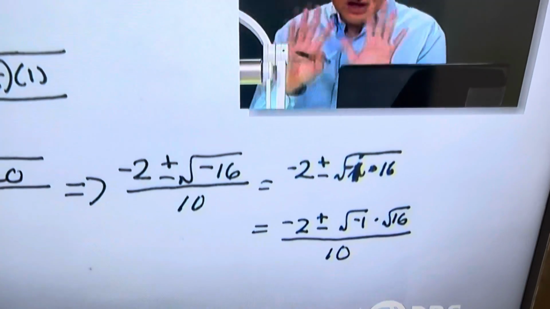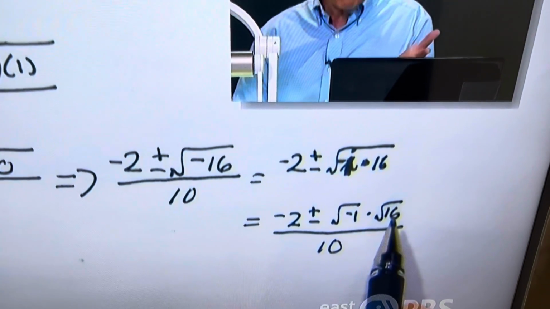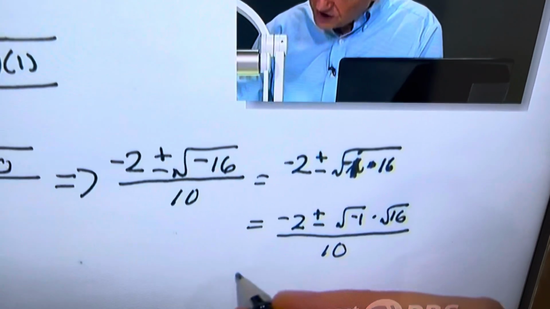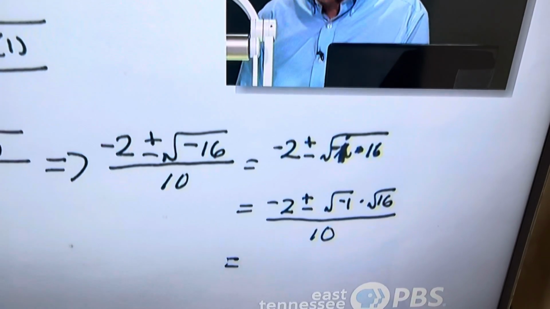The negative 2 and the 10 are fine. We're not going to worry about those. The root of 16, what's the square root of 16? It's 4, right? Yes. All right. So what we've got to do is figure out what the square root of a negative 1 is in our little world. And remember I said the word imaginary.